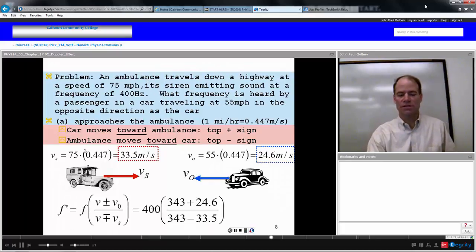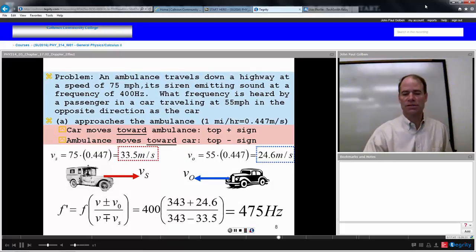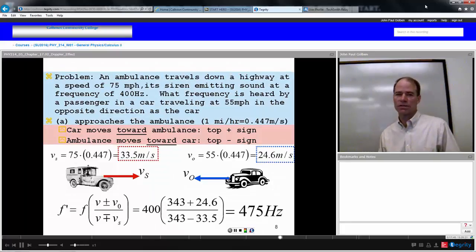So my observed frequency is the actual frequency put out, 400 hertz, times 343, the velocity of sound, top plus sign, the observer is 24.6 meters per second. And then I have 343, velocity of sound, top minus sign, because toward for the source, 33.5 meters per second for the source. Both of these effects are going to have the effect of increasing the frequency, and we're going to have an observed frequency of 475 hertz from an actual frequency of 400 hertz. So that could be 3 or 4 notes on the chromatic scale.